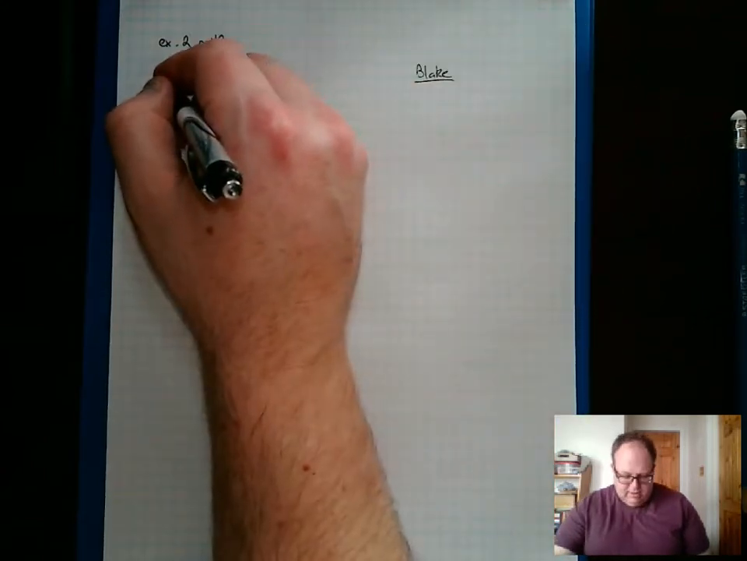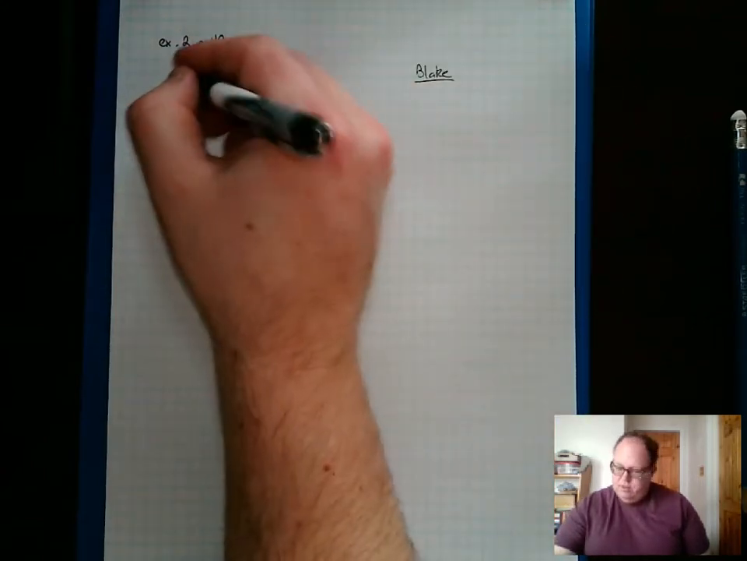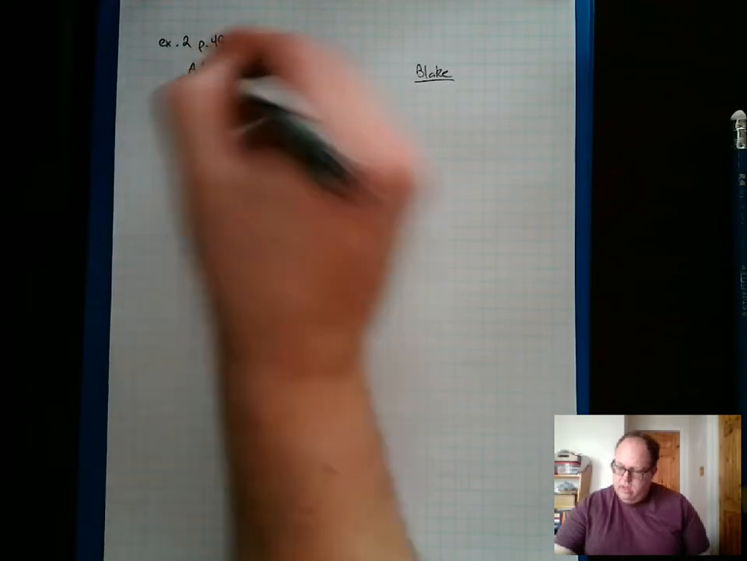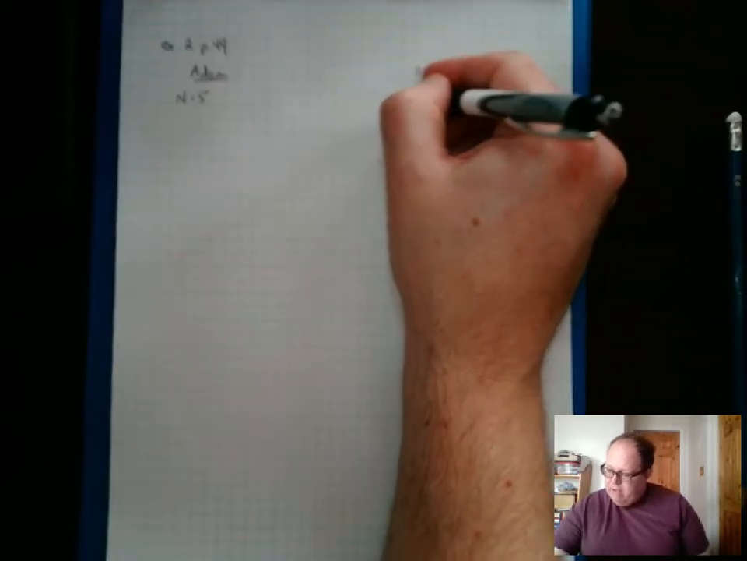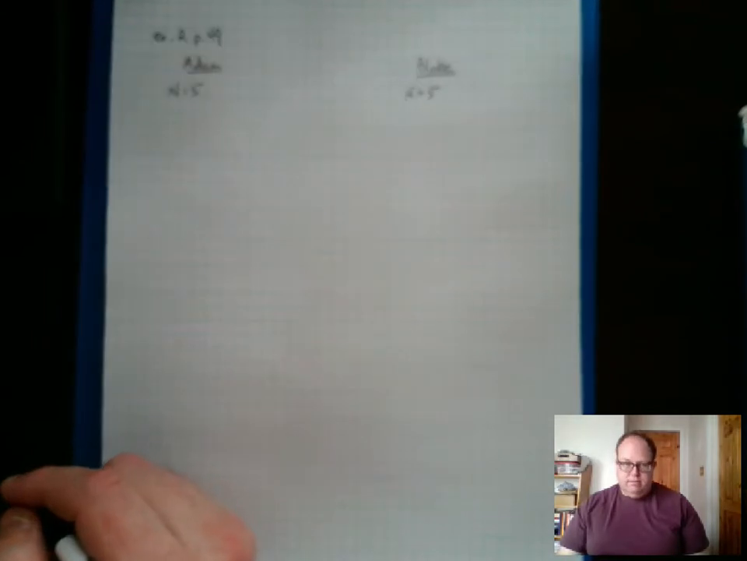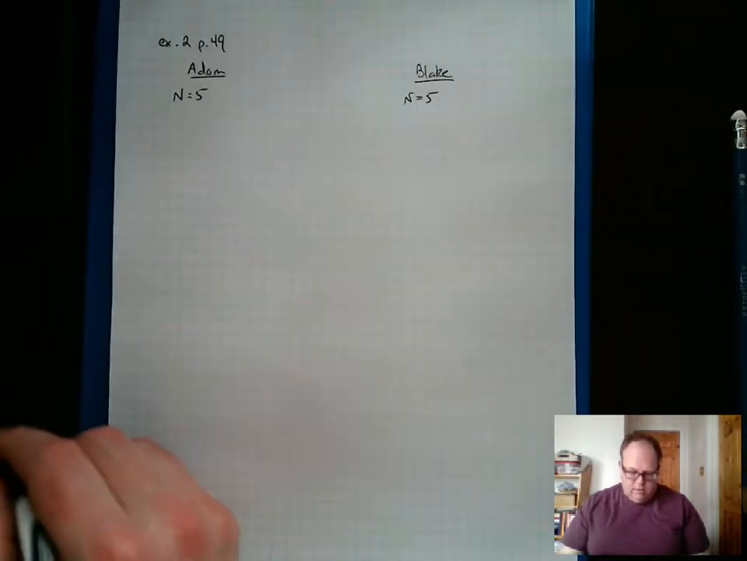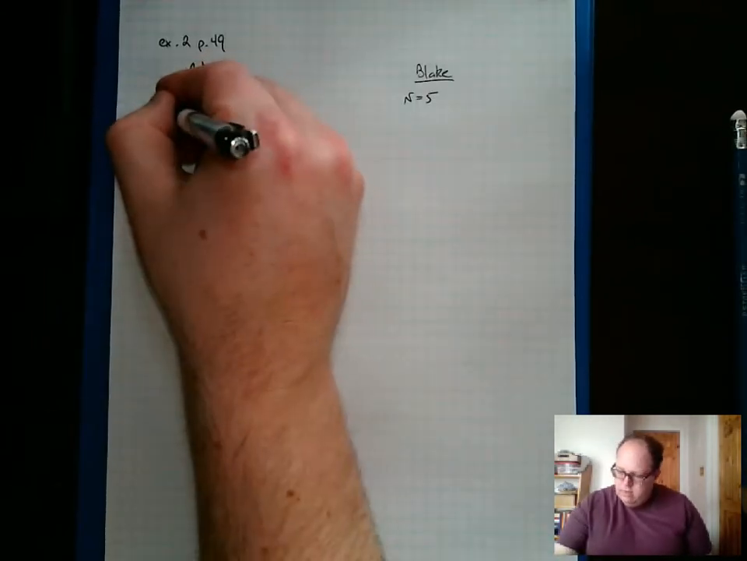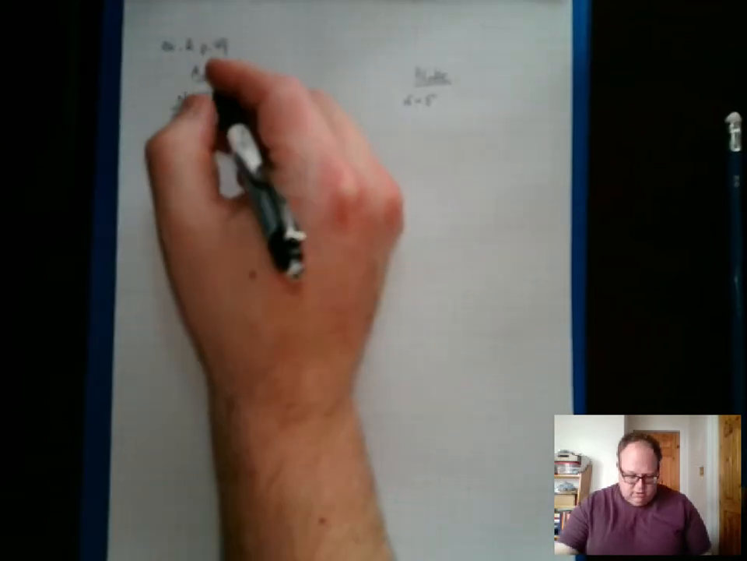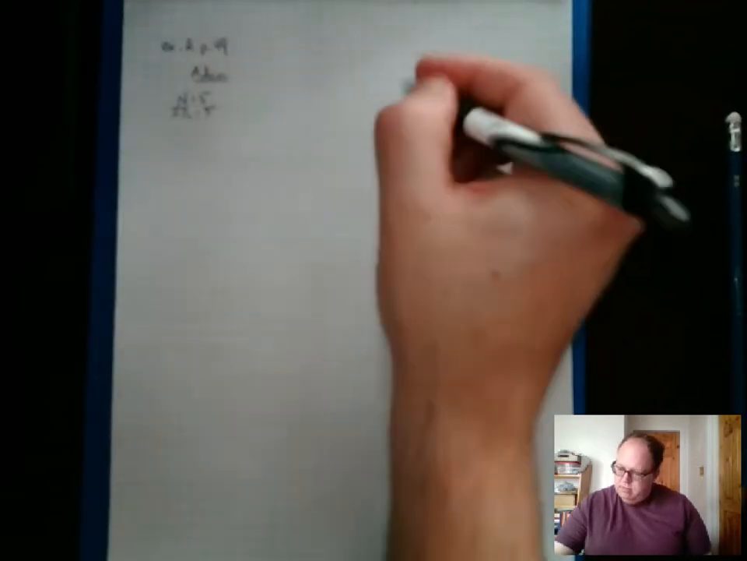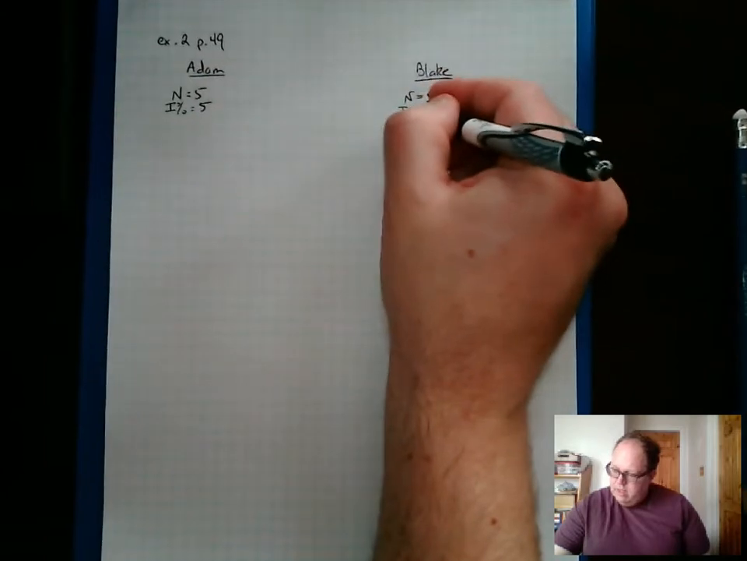Now in each case, it's a 5-year investment that's being compounded annually. So my end value is going to be 5 for each case. They earn the same amount of interest, which is also 5%. That's a little bit too much the same for my liking, but that's what we got to work with.